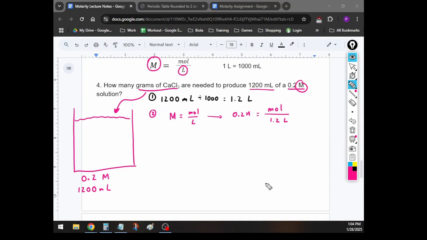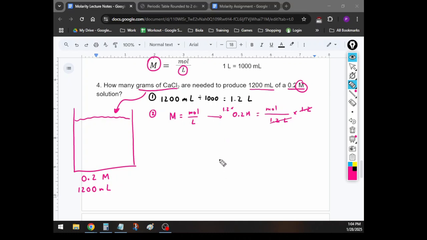If you guys take a look at this, this is just regular algebra, right? Let's pretend instead of moles, we're saying this is x. The way that you solve it is you want to isolate x. So what we're going to do is multiply both sides by 1.2. That way, this cancels out, and on the other side, we're going to get 1.2 times 0.2.